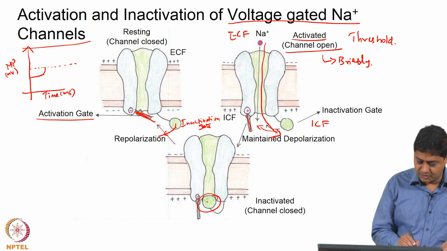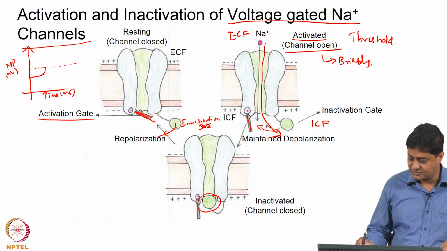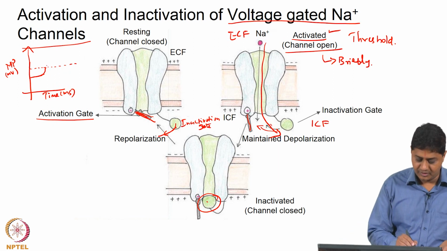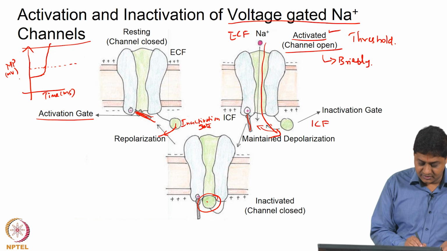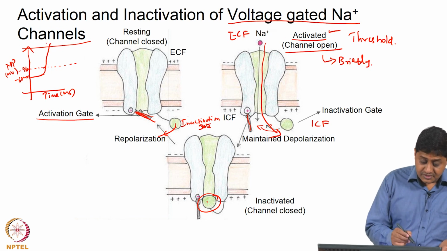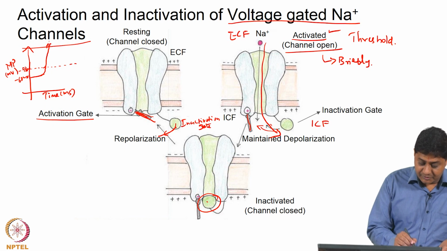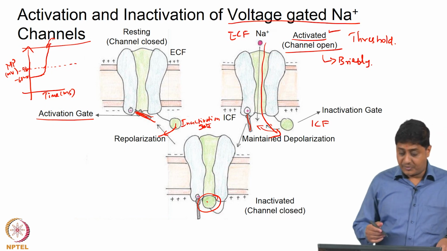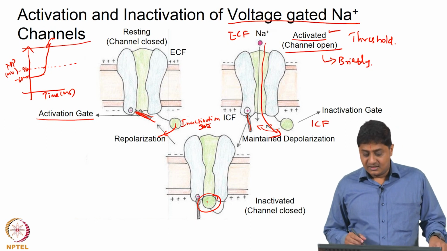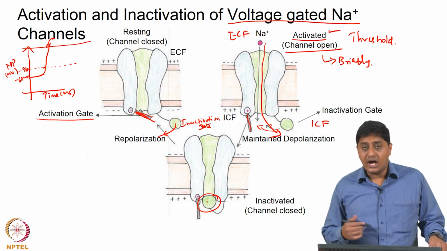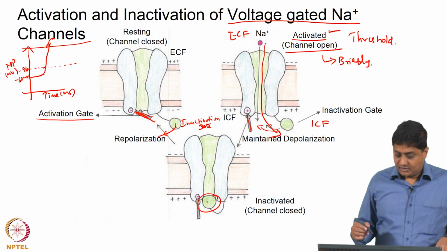Because of that, there is going to be a brief amount of time during which this channel remains activated or open. During that time, a lot of sodium will come in and take the membrane potential to a very positive value. Note, this is about say minus 60 millivolts, this is about say minus 50, for example, typical numbers. It is possible for the membrane potential to actually cross 0 and become positive, because this channel is going to allow a lot of sodium to enter during that brief period.